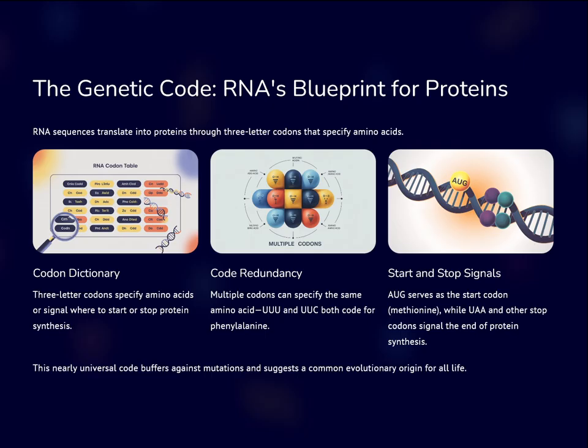The genetic code is like a language written in three-letter words called codons. Each codon on the mRNA corresponds to a specific amino acid. There are 64 codons, but only 20 amino acids, which means some amino acids are coded by more than one codon. This is called redundancy, and it helps protect against mutations.